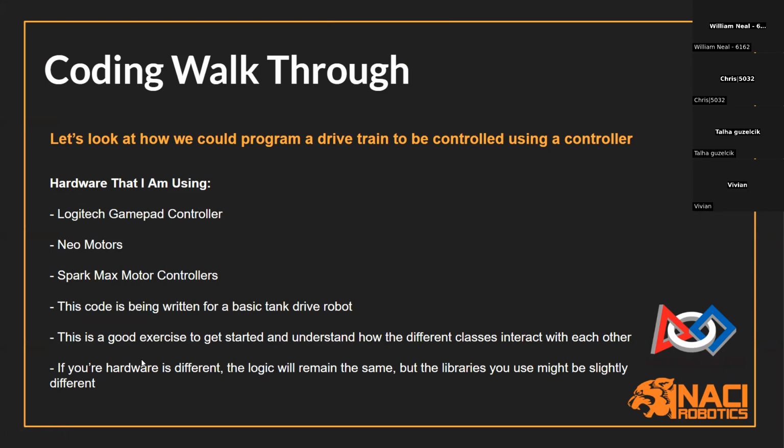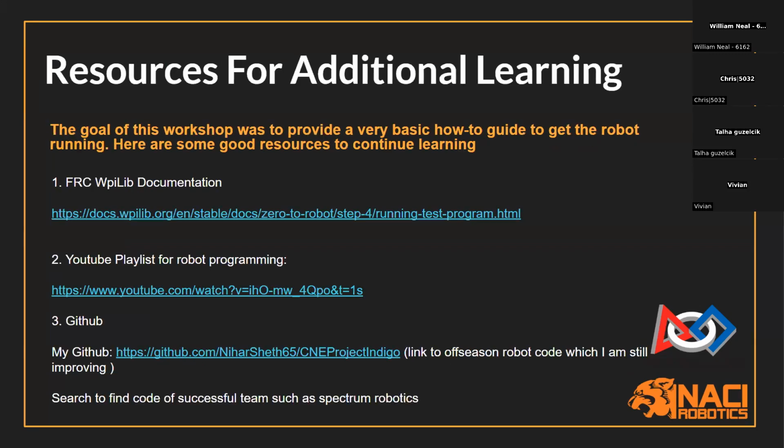And the thing you'll notice in your own programming is once you get one simple subsystem working, it's really easy to just add on from there because the logic remains pretty much the same. So if you wanted to add an intake or some other type of mechanism, it'd be a very similar approach. If your hardware is different, your logic will stay the same, but the libraries you use might be slightly different. For example, if you're using the Falcon motors instead, you just need to use their libraries and their specific commands rather than Rev stuff. So that's just a slight difference.